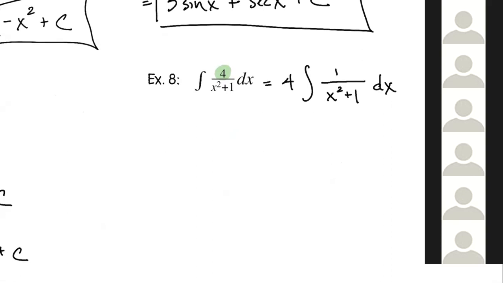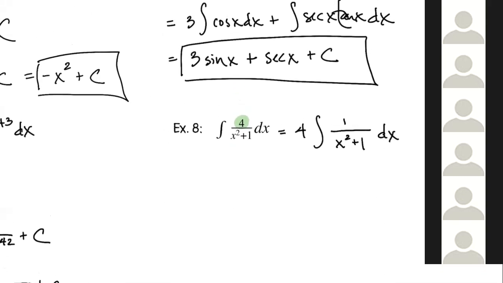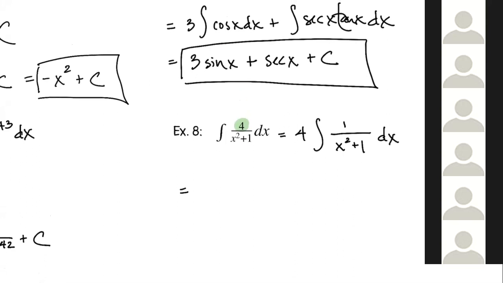There we go. All right, that is an inverse tangent. And so when we take our integral, or our antiderivative, we'll get 4 times inverse tangent of x plus c.